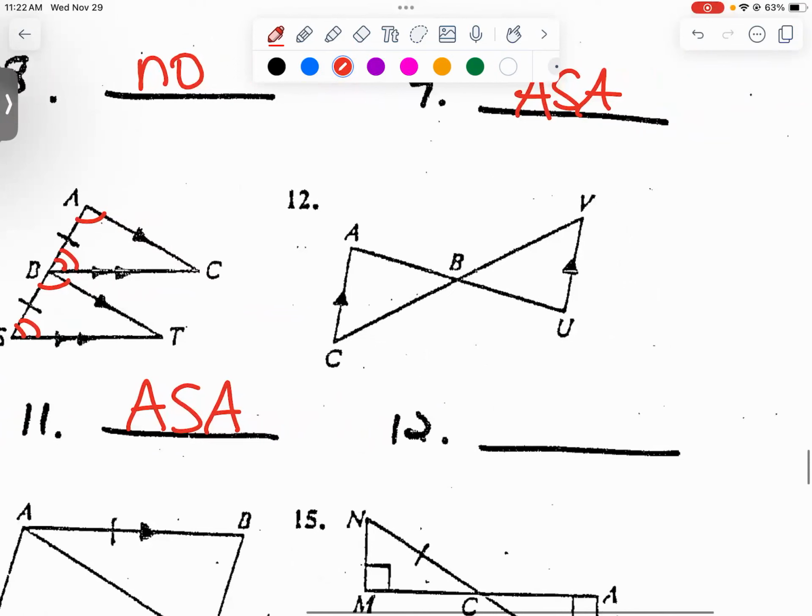12. We only have information about angles. We have no information about sides. We're lucky today because we have angles. We have no information about sides. Okay. All right, what about this guy?